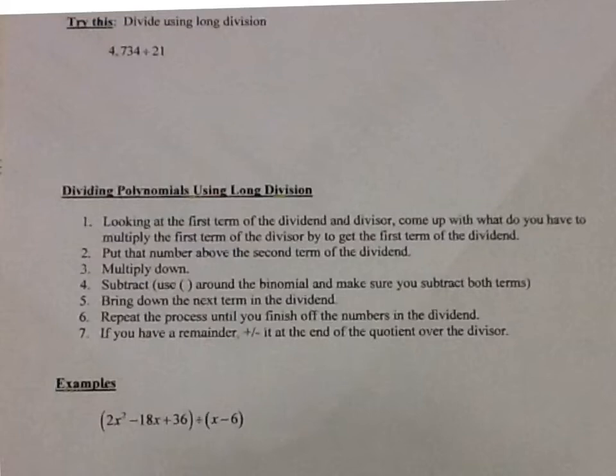It says divide using long division. So I have 4,734 divided by 21. All right, so hopefully you guys will recall that the number underneath the symbol, this number, that's the dividend, and this number here is called the divisor, what you're dividing by. And then the answer that we get, the number that we get up top, is called the quotient.